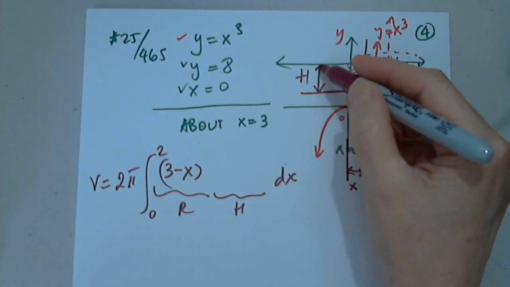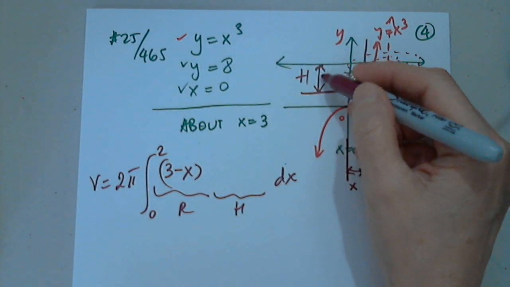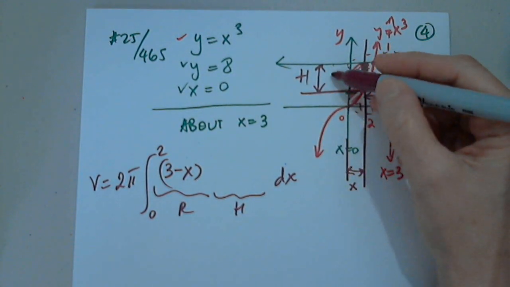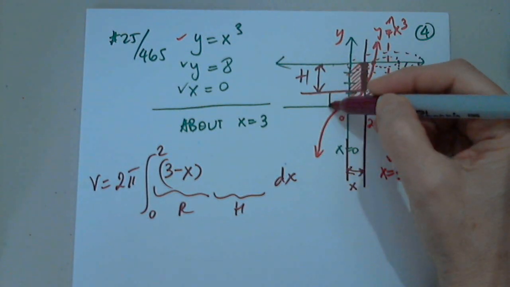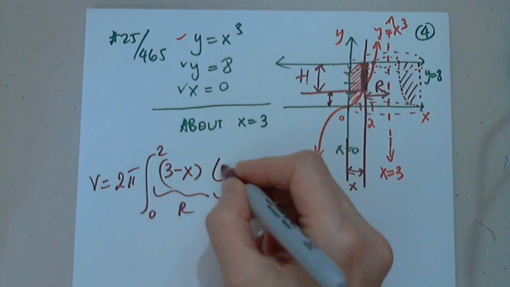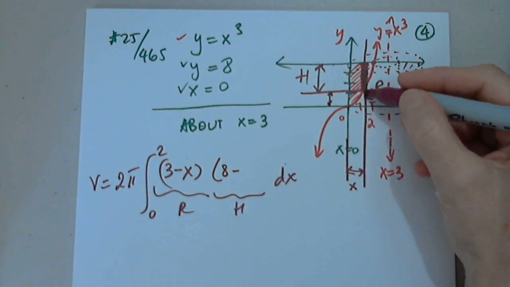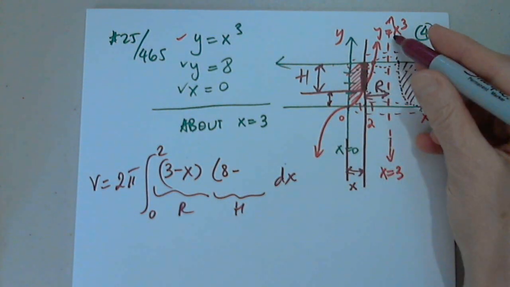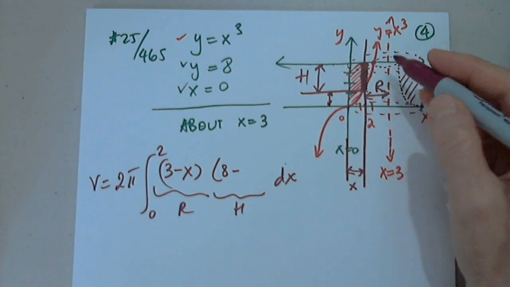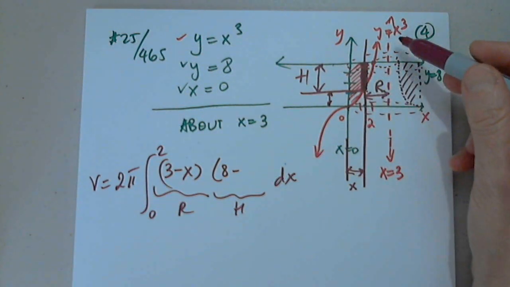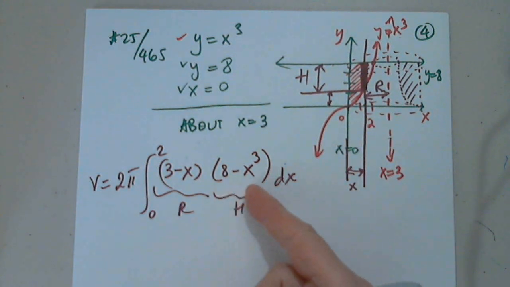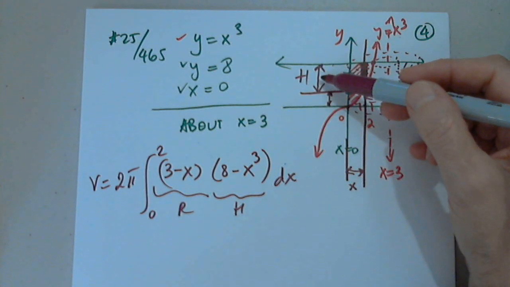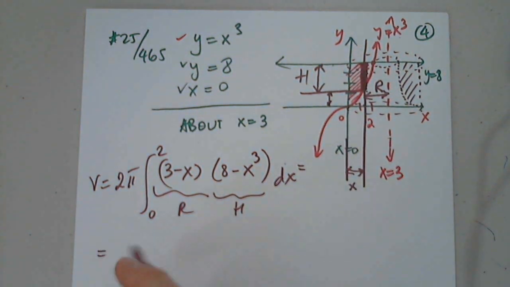Good. So now let's see how we determine the height. How do I get this height? Well, the height is obtained by subtracting from 8 this piece. So this is 8 minus, well, this is the y value. For this particular x, this is the y value for the function. So the y value is x cubed. So 8 minus x cubed will give us the height. From this moment on, the rest is easy.